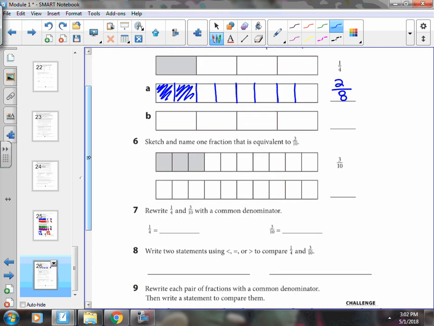And again, just to keep it easy, I would choose a nice easy number. So of these 4 sections, maybe I'll split each of those sections and make them 1/3 as big, which means I need to shade in 3 times as many.